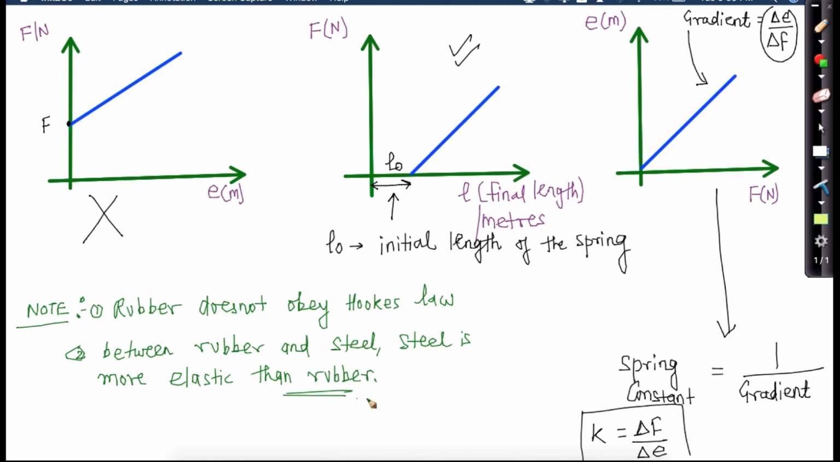And why? Something called the Young's modulus, which is not in the syllabus of the IG. The Young's modulus of the steel is greater than the Young's modulus of the rubber. I hope these concepts are clear to you. Let's do some questions on this.